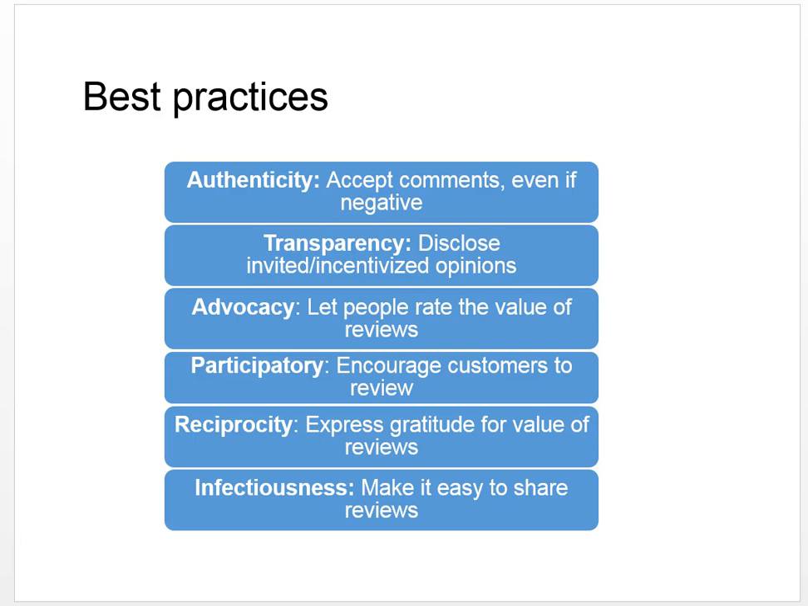Advocacy, let people rate the value of the reviews. Participatory, encourage customers to review. To a point, like, don't badger them. I got 5 messages from one brand the other day saying, "Can you please write a review? Can you please write a review?" I understand the reviews are important, but you don't want to badger people because then they might write a negative review. So just be mindful of how many times you, quote unquote, remind them.